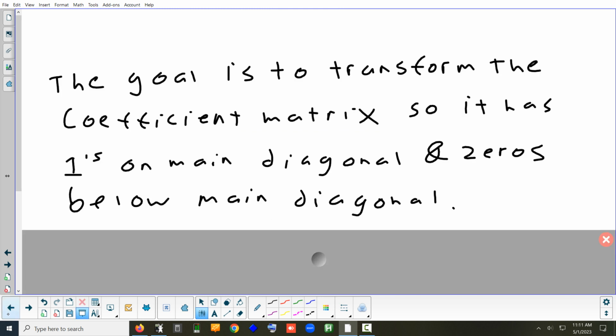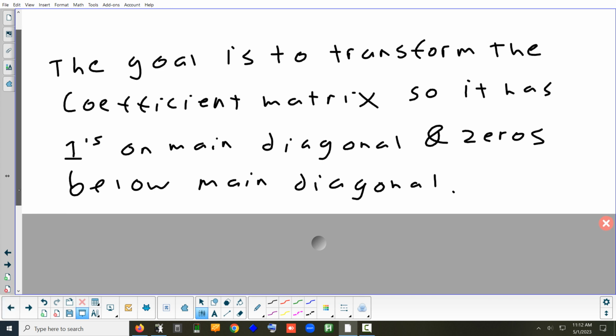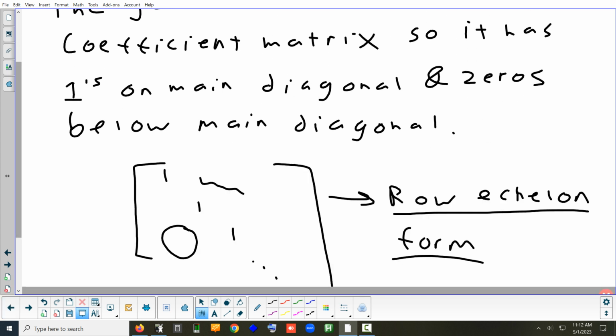So let me explain what that is. So the goal is to get ones on the main diagonal and zeros below. I think the picture I just drew is better than this one. When you get ones on the main diagonal and zeros underneath it, that's called row echelon form. Which I'm going to abbreviate REF, row echelon form.